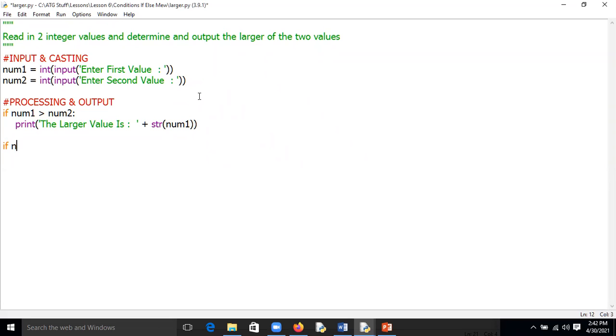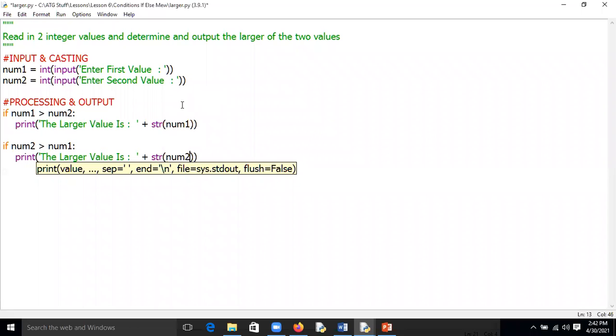So if num2 is greater than num1, colon, remember, and I'm going to output the larger value is, and remember typecasting, and I'm going to output num2 because num2 is the larger value. All right, so the user enters two values and we're checking if the first value is greater than the second value, and if that is true, then I'll display the first value. If the second value is larger than the first value, then I'll output the second value. So remember, we have to take all possibilities into account.